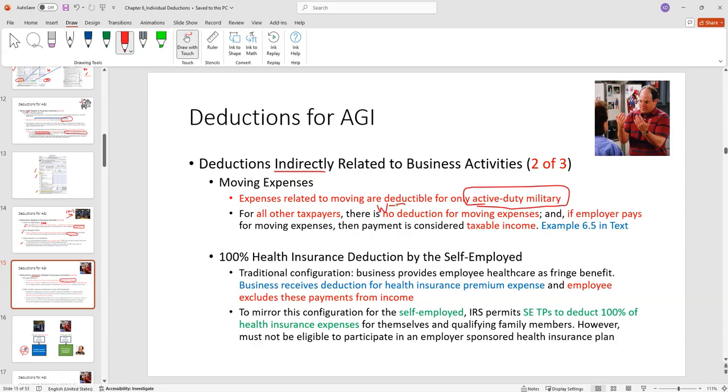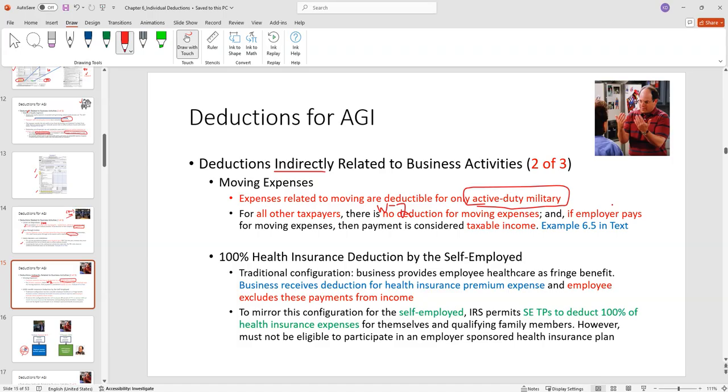Traditional W-2, no deduction. How about if your employer pays for your moving expenses? I get a job offer: hey, we will give you $5,000 to relocate for your moving. That's taxable income in that case. So do be aware of that setup. Your first paycheck would show that $5,000 of income, and you have to pay tax on that.